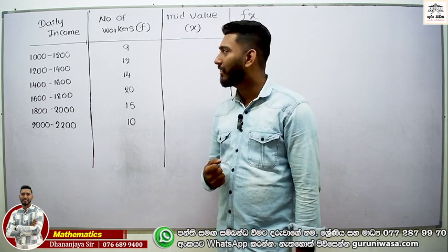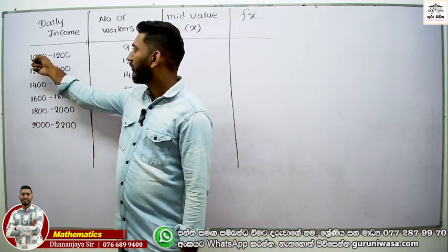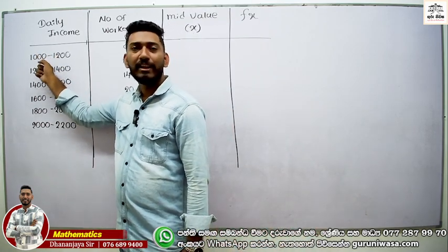You need to add these two boundaries and divide by 2.